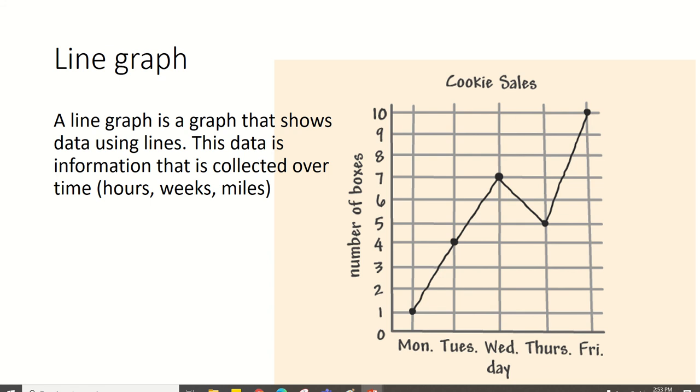Well, each endpoint is going to represent the number of boxes. So if I look at Monday, I'll see that there was only 1 box of cookies sold on Monday. On Tuesday, my line is going up. So this means that the number of boxes sold went up as well. There were 4 boxes sold on Tuesday.